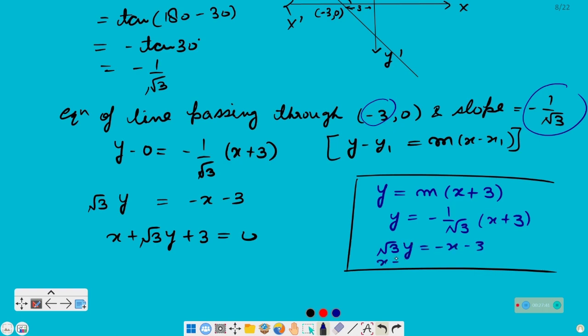Similar equation you will get. You can apply this formula or this formula, point slope form.